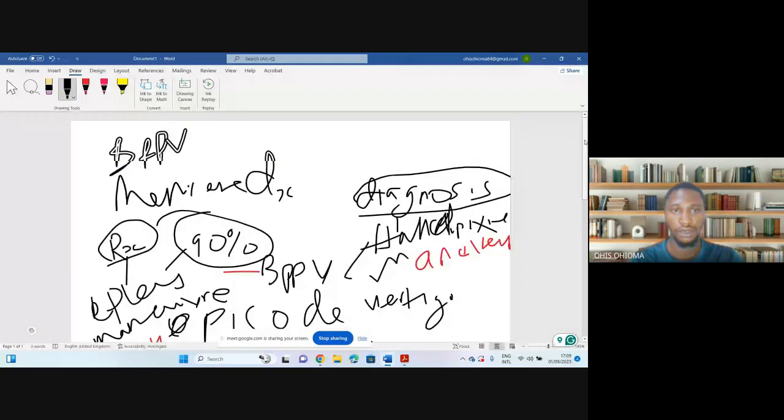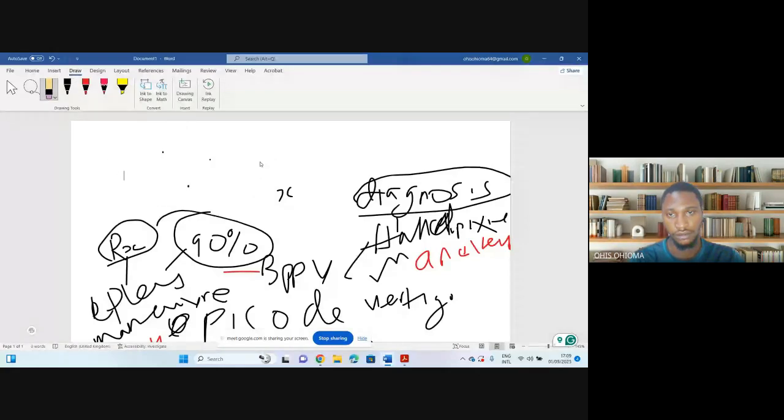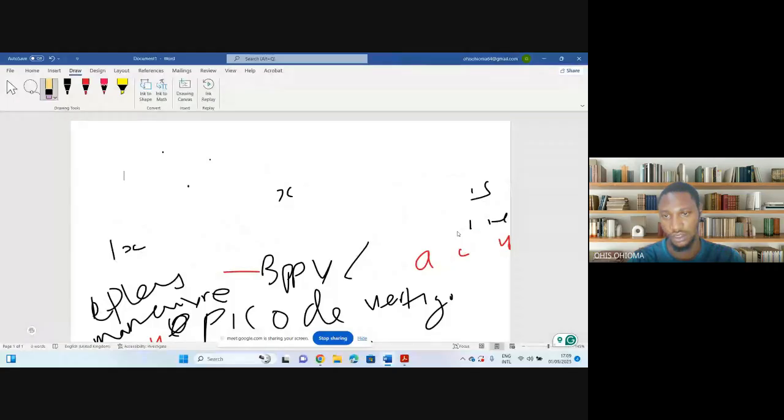The last disease condition I'm going to talk about here is Meniere's disease, right? So that we can go to ophthalmology and try and round it up.